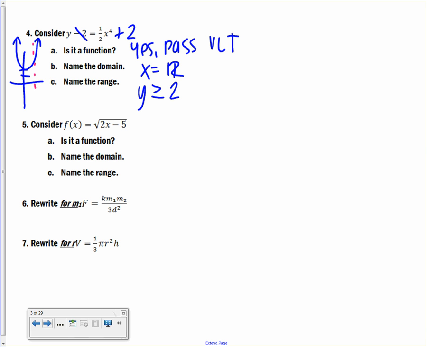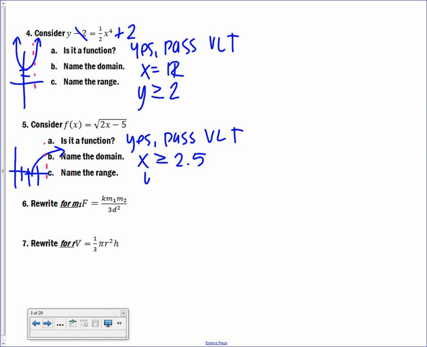Okay, number 5, similar. Again, I would graph that so that you can see what that looks like. If you graph that, it's going to be over here at 2.5 and go to the right. Again, is it a function? Draw a vertical line through there. It will only hit once. So that's a pass. So yes, that is a function. The domain, left to right, I think that's about 2.5. So x is greater than or equal to 2.5. And then the range would be all numbers above 0.